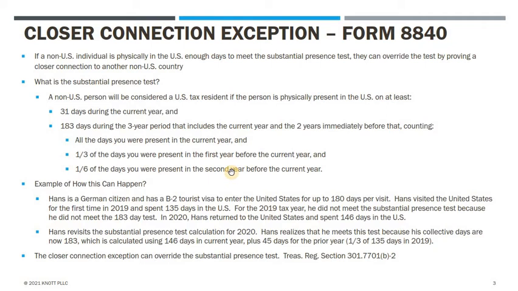Well, he is technically a U.S. tax resident unless he can meet this closer connection exception and override the test, right? And the closer connection exception can be found in Treasury Reg 301.7701(b)-2, okay? So let's move on to slide 2, and then we'll go through the form and the example.